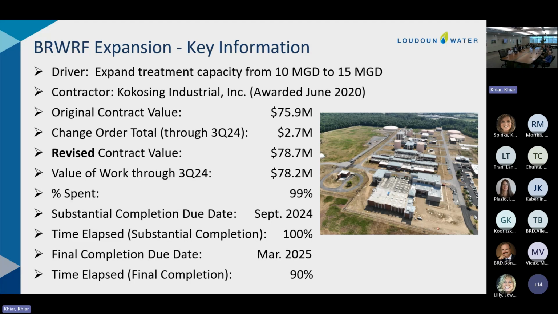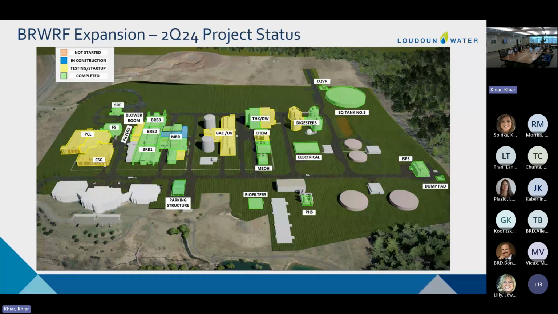So we are slightly overdue in terms of substantial completion at this point in time. And then the contractual due date for final completion is in mid-March. And there's still time left for final completion in terms of the contractual date. Okay, and my graphics will show where we are here.